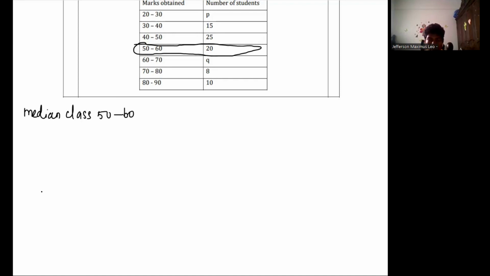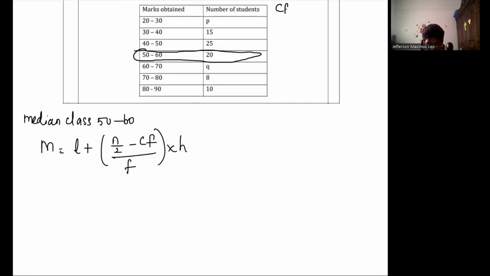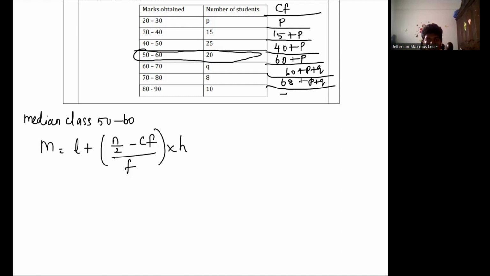Wrong. The median formula is L plus N by 2 minus CF, divided by F, into H. Find the CF. 15 plus P. 25 plus 15 is 40, then 40 plus P, 60 plus P, 60 plus P plus Q, 68 plus P plus Q, and then 78 plus P plus Q.